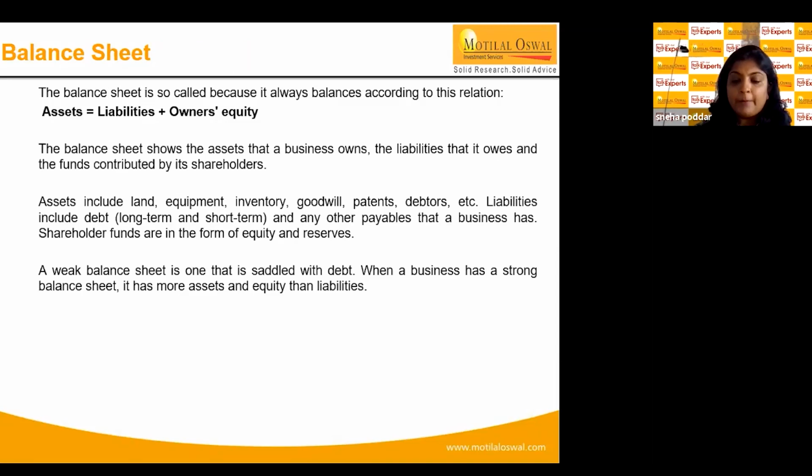Now, in the case of the balance sheet, it basically helps you in balancing the two sides. The total assets would be equal to the liabilities plus the owner's equity, and it shows the assets that the business owns and the liabilities that it owes, and how much is funded by the shareholder capital and how much by debt. The assets can include land, equipment, inventory, debtors, goodwill, etc. Liabilities would include your debt and the other payables that a business has.